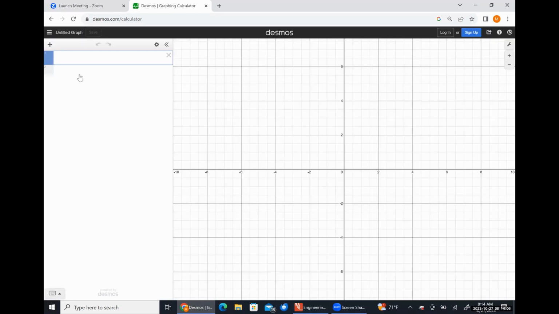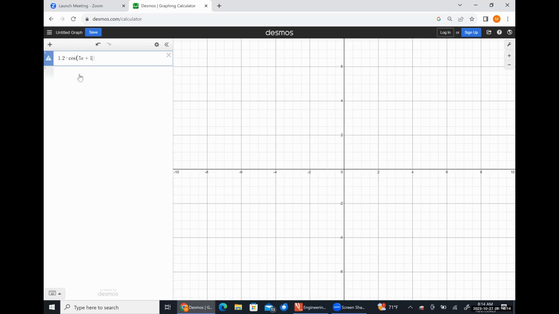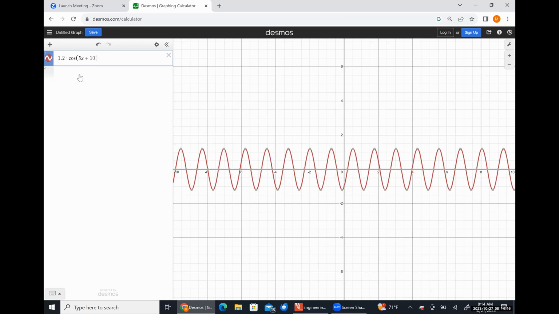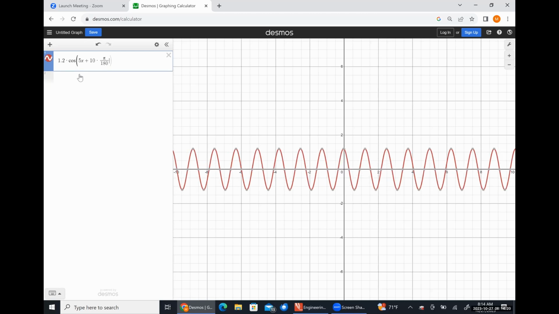So our first term was 1.2 times the cosine of 5x plus 10 degrees, and I'm going to multiply this by pi over 180 so that I'm consistently using angles in radians.